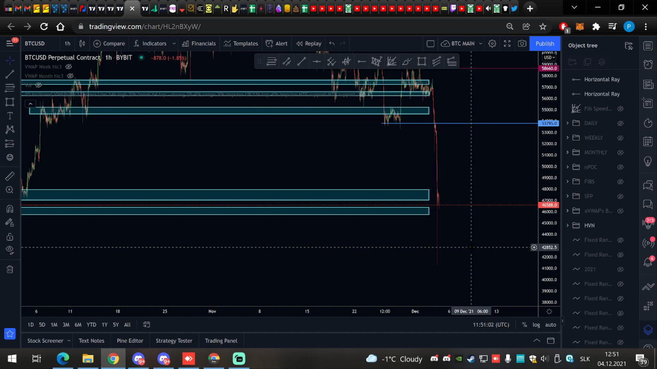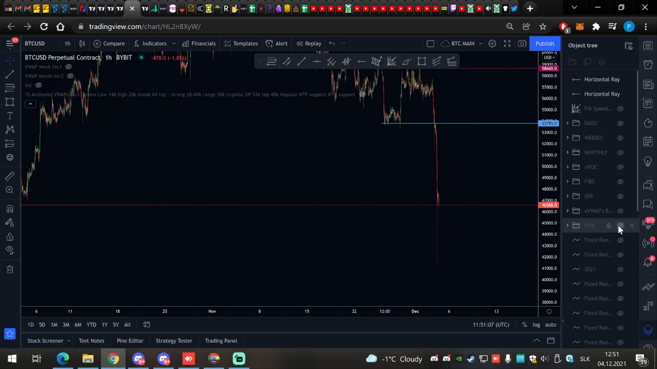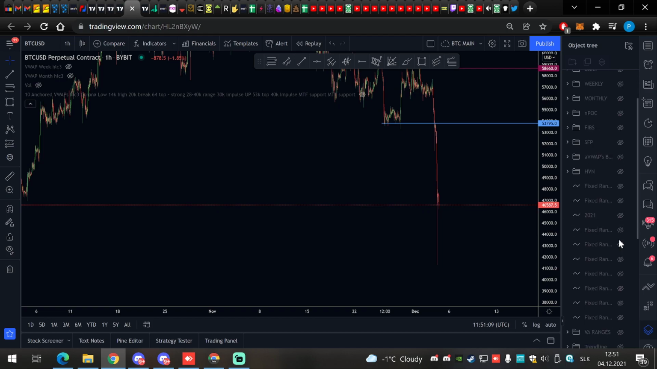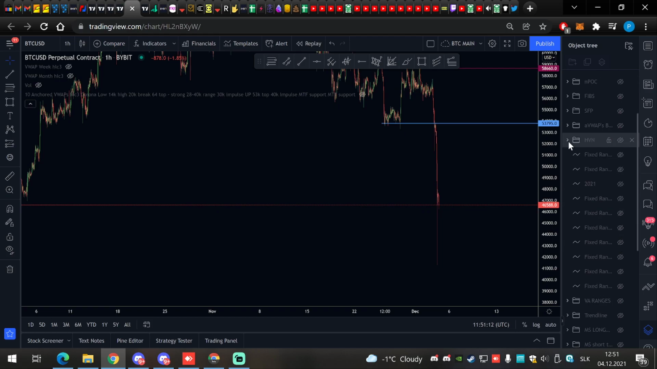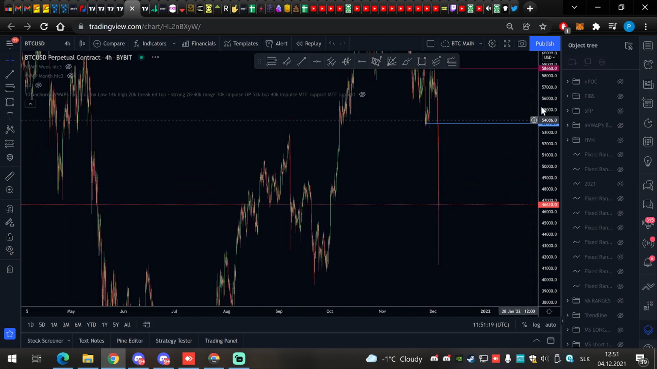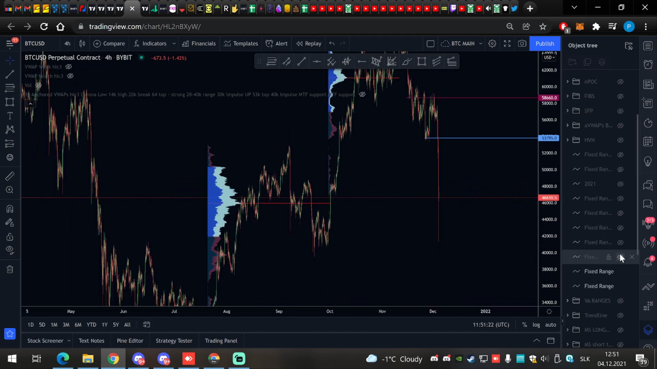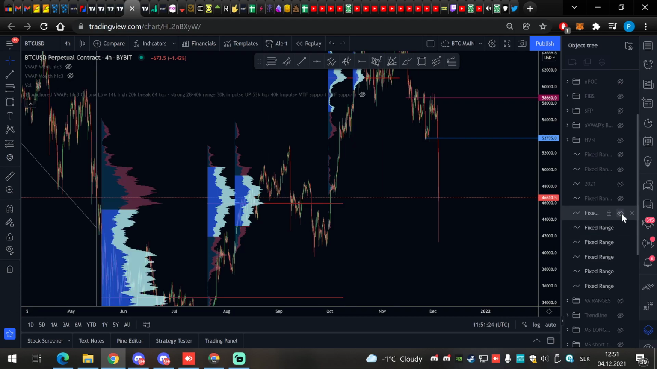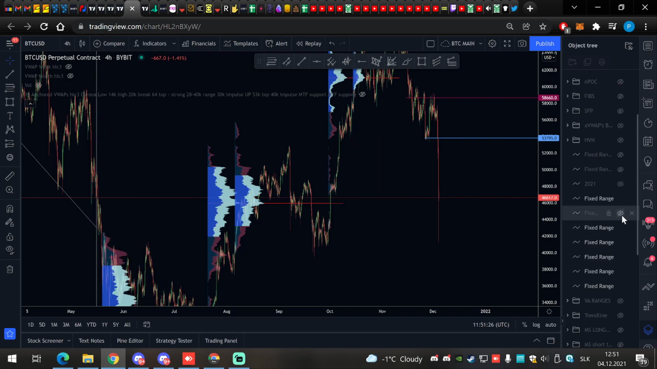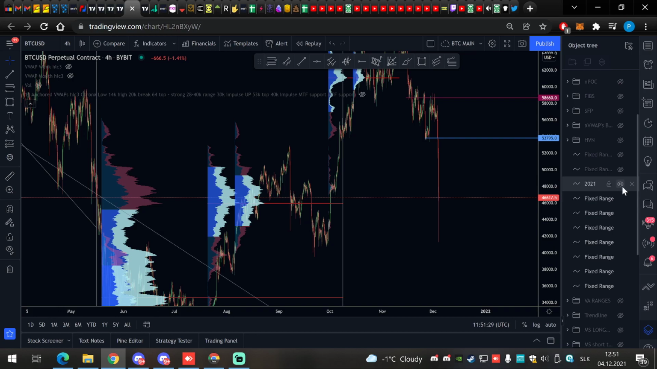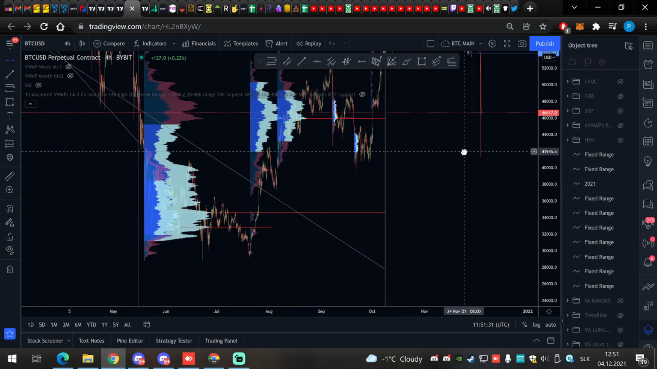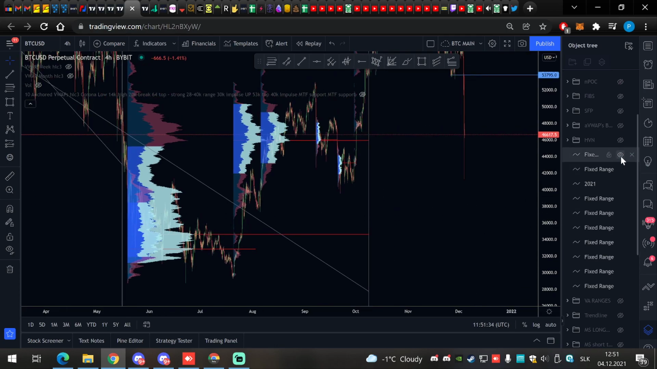But as a trader, you need to be prepared for what to do on the levels when the price goes there. Let's see, this one is here. Okay. Fixed ranges.